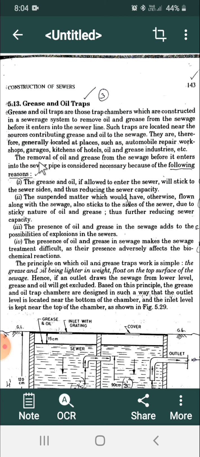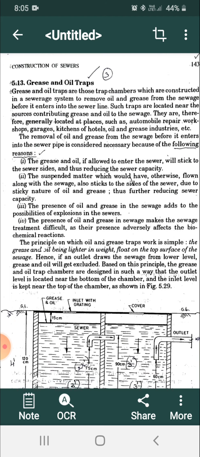So we have to remove oil and grease substances in the sewage before it enters the sewer pipeline. Once it enters the pipeline, it will go straight to the STP. But here we are going to remove it, so that the treatment becomes faster in the sewage treatment plant. That is the purpose. This is one of the sewer appurtenances, oil and grease traps. Trap means removal, so before entering the main pipeline, we provide this structure.